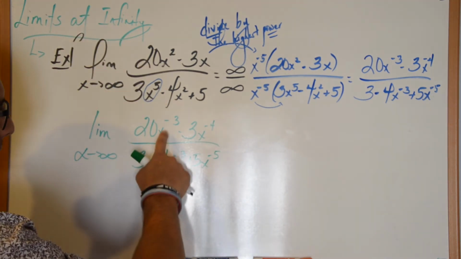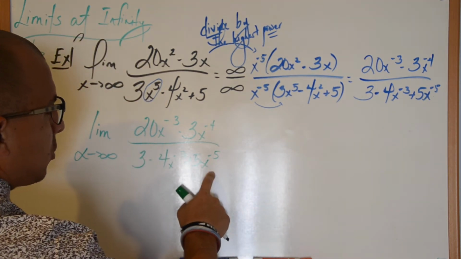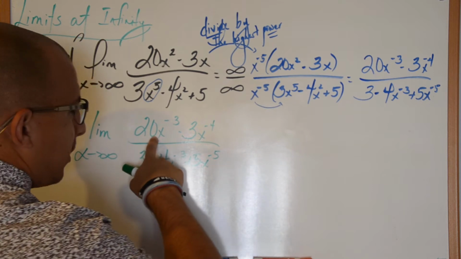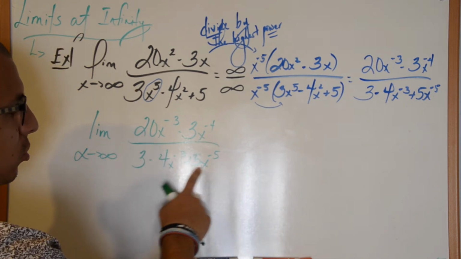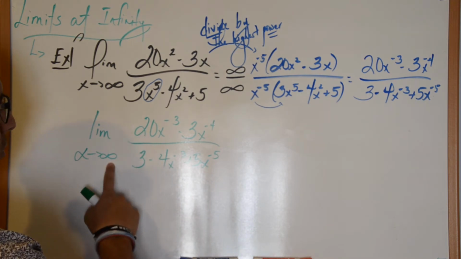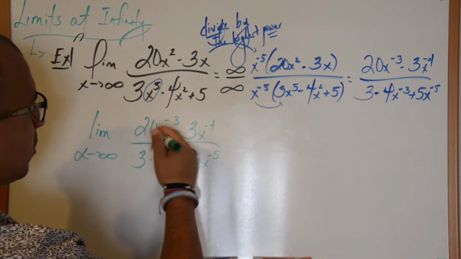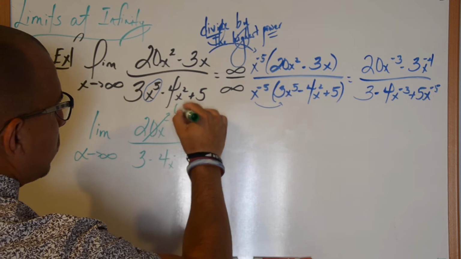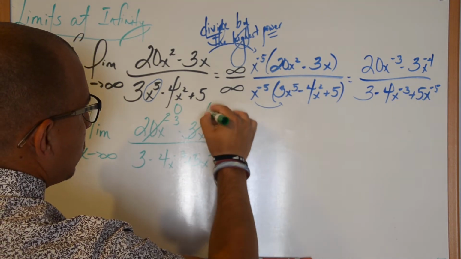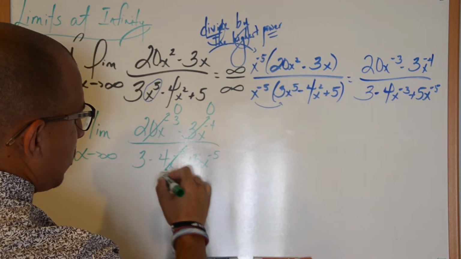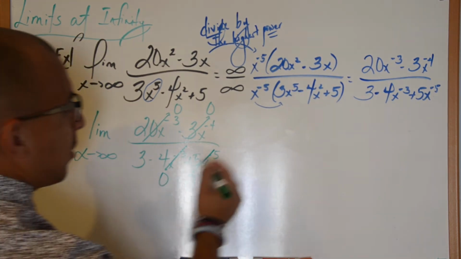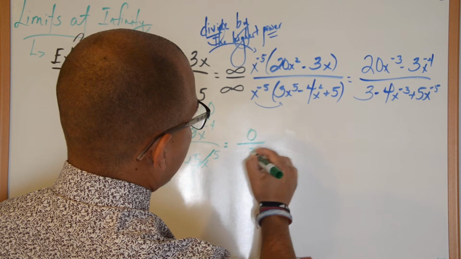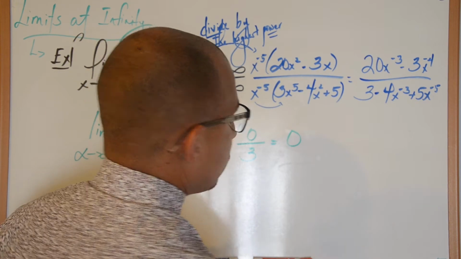Since all of these exponents here are negative, these are really fractions, right? This is really 20 divided by x to the 3rd. This is really 3 divided by x to the 4th. So on and so forth with these two terms. Therefore, if we substitute infinity, this is going to become a 0, become a 0, become a 0, become a 0. We're not direct substituting here because this is a constant value. We're left with 0 divided by 3, which is 0.